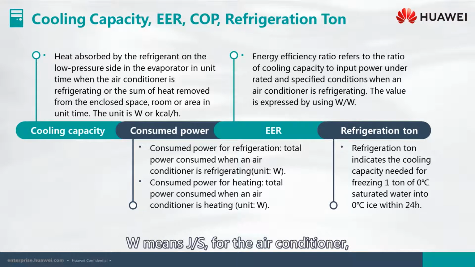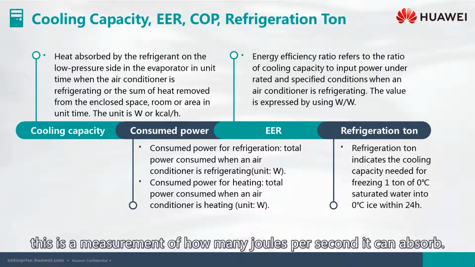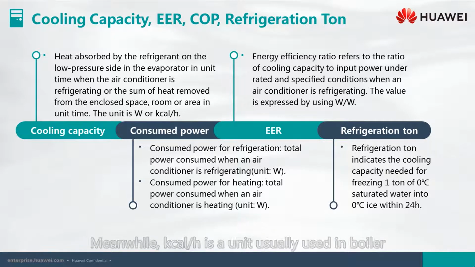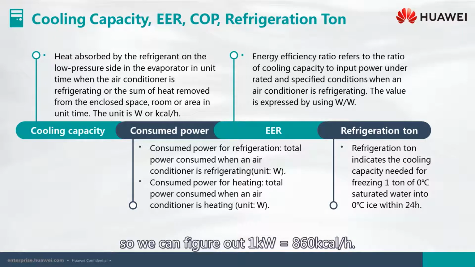W means joule per second. For the air conditioner, this is a measurement of how many joules per second it can absorb. Meanwhile, kilocalories per hour is a unit usually used in boilers and heating systems. We can see 1 cal equals 4.184 joules. So we can figure out 1 kilowatt equals 860 kilocalories per hour.